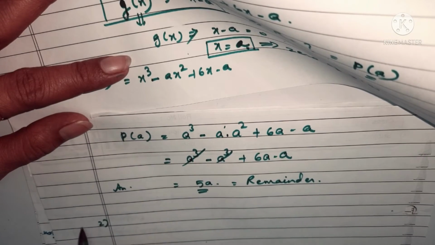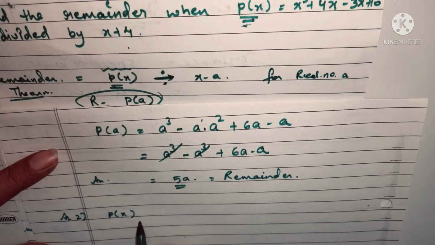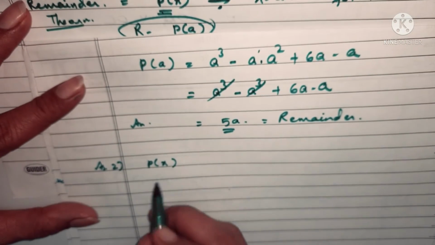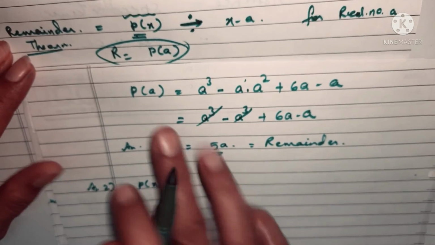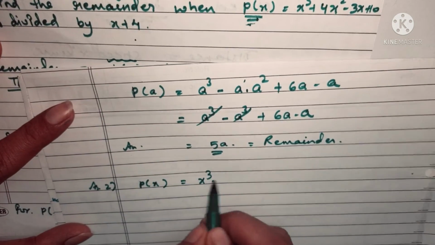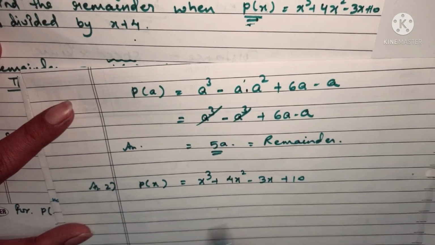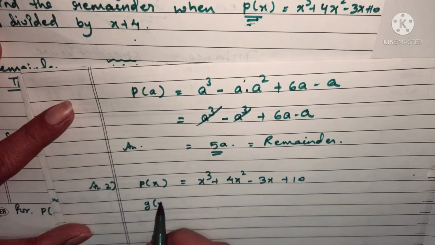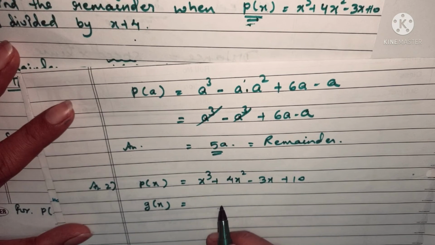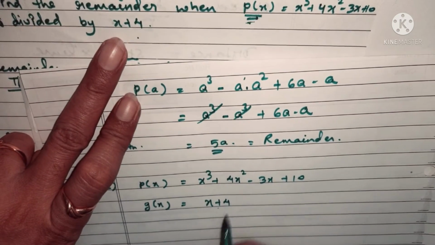Then the second is what? Answer to the second question is what? Let us see what is the second question. In the second question, you can see here the given polynomial is P(x), which is x cube plus 4x square minus 3x plus 10. And what is the divisor given here? The divisor is the linear expression x plus 4.